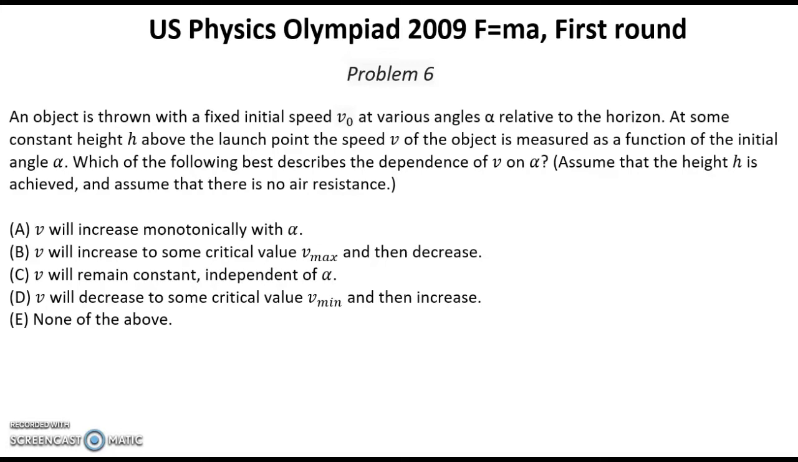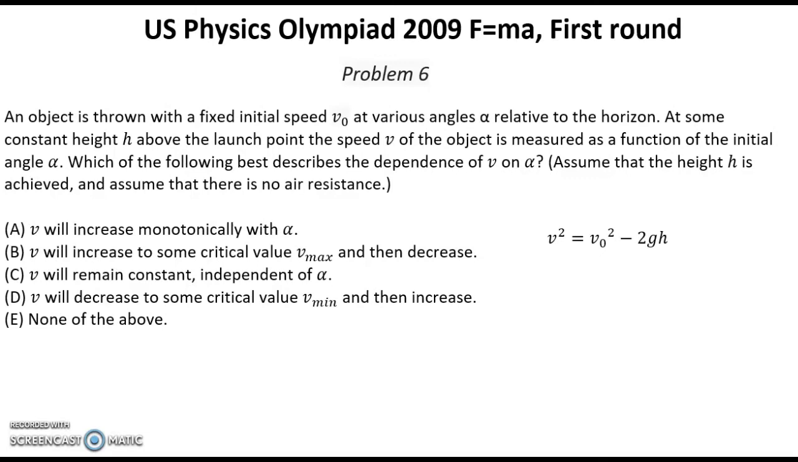Solution. Here we have energy conservation. So it means that it doesn't matter which angle we will use here, because the energy is conserved, and we have a formula v square equal initial v0 square minus 2gh. And in this formula, the speed on height h does not depend on angle. So solution will be C. V will remain constant and independent of alpha.